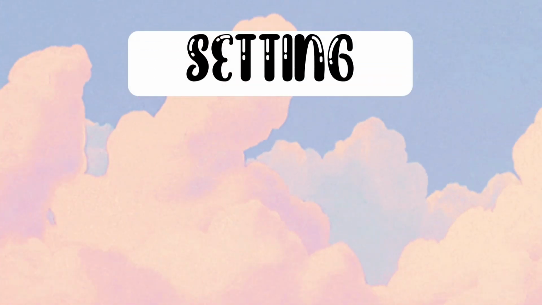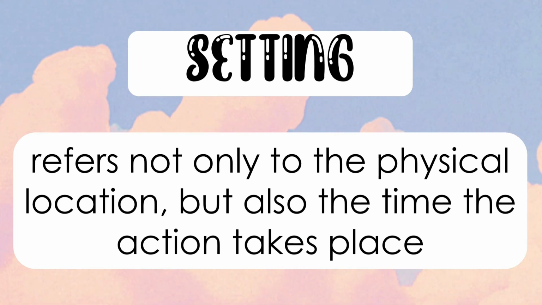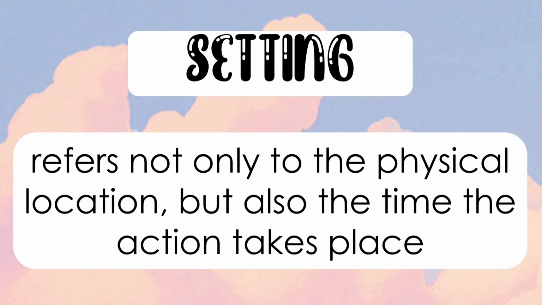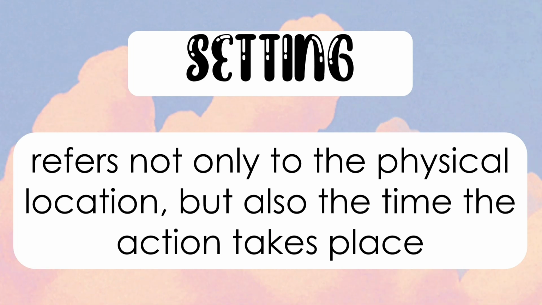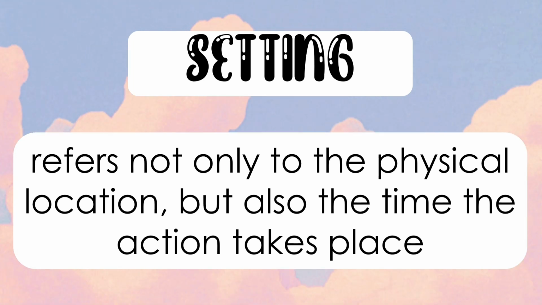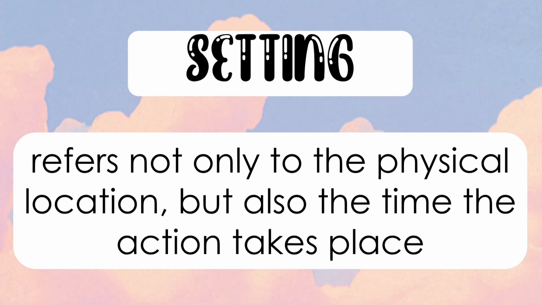First is the setting. It refers not only to the physical location but also the time the action takes place. Where and when a story occurs can affect what characters do, how the plot unfolds, and whether the reader can connect with the author's choices. In short, setting is the where and the when of a story.